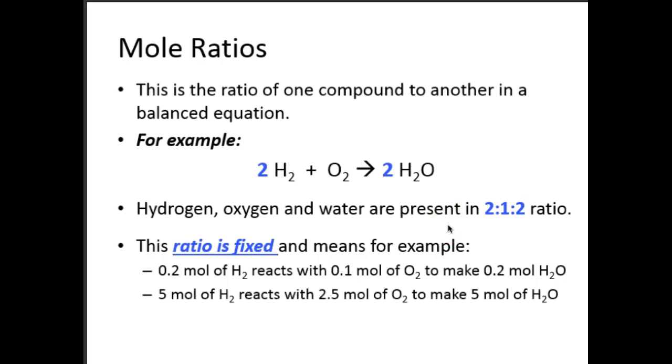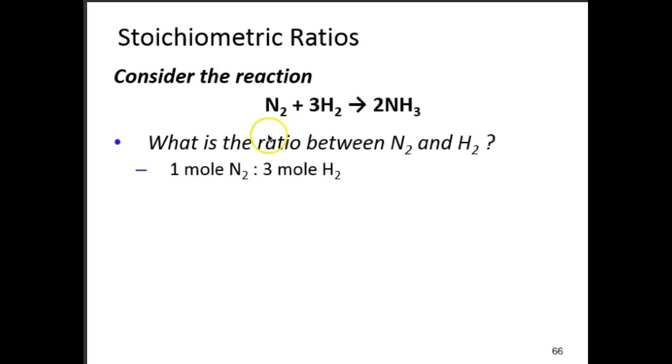The ratio is fixed. So let's say we were to change the moles of hydrogen. We had 0.2 moles of hydrogen. Well, then you would only need half as much oxygen, or 0.1 oxygen, which would yield 0.2 moles of water. Or if I had 5 moles of hydrogen, the ratio would be 2.5 moles of oxygen and 5 moles of water.